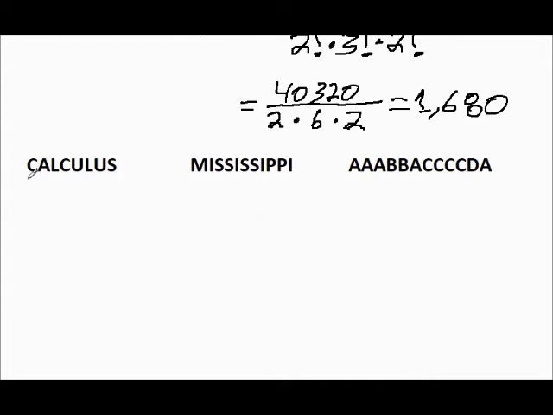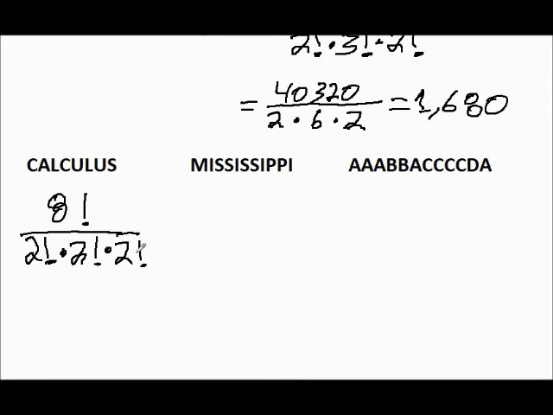So once again, the numerator is always the total, so 1, 2, 3, 4, 5, 6, 7, 8. So CALCULUS has 8 letters, so there's 8 factorial. And there's 2 C's that are repeating, 2 U's that are repeating, so 2 factorial for the U's. It doesn't matter which order they're in, and it looks like 2 L's that are repeating, so 2 factorial there.